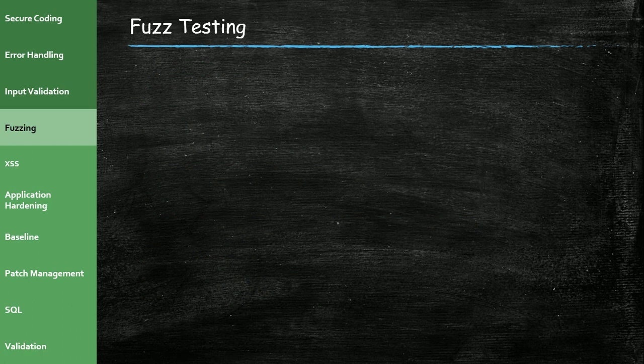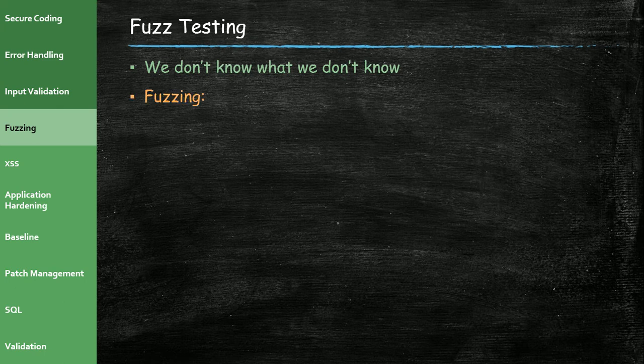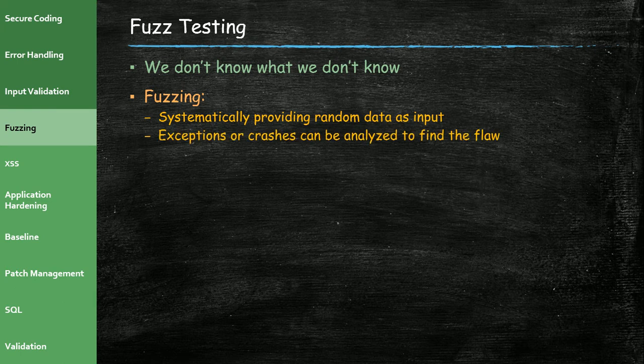Now, if all else fails, we also have fuzz testing available in our toolbox, and this is a relatively new phenomenon in testing. Basically, the concept of fuzz testing is that you don't know what you don't know. It's nearly impossible to test every possible thing that an attacker could submit to your server to try to pull off one of these attacks that we've talked about. So fuzzing is a way of systematically providing random data as input, and then you're watching for exceptions or crashes that you can analyze to find what the flaw is.